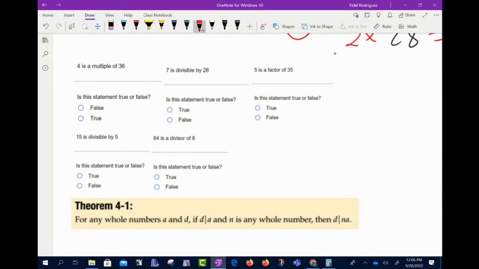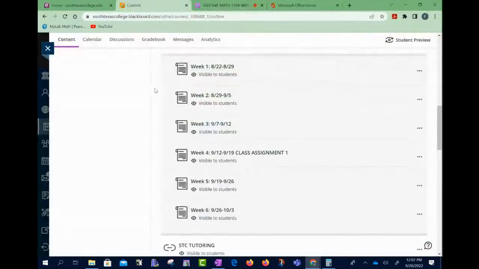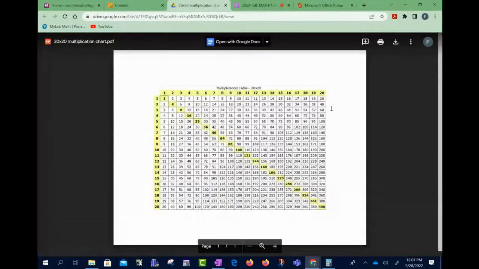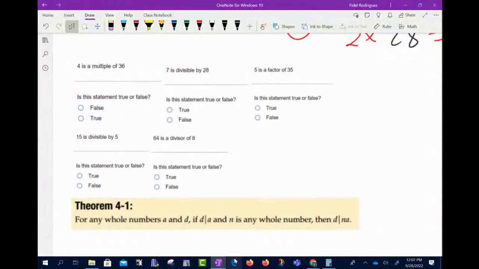So what I want you to think about, it says 4 is a multiple of 36. If I were to think of a multiplication table, right? I'm going to pull it up again real quick. Now, my multiplication table only goes to 20, but I'm thinking about the number 36. So the first one is going to be 36. The next one's going to be 72. 36 times 3, I want to say, is going to be something like 108, right?